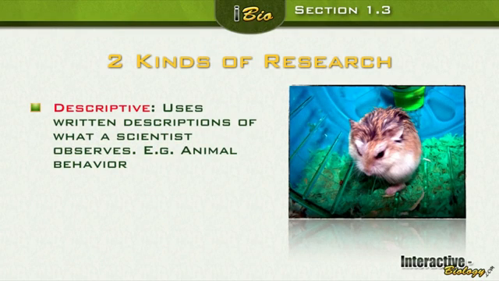The second kind of research would be descriptive. What did you say? Qualitative. That is exactly the same thing, so yes, you are right. Descriptive research uses written descriptions of what a scientist observes.